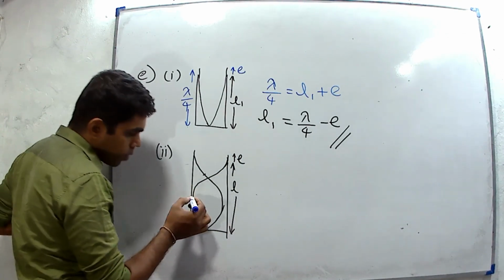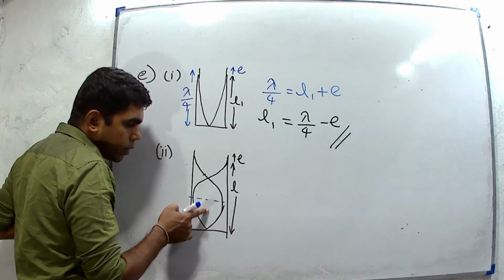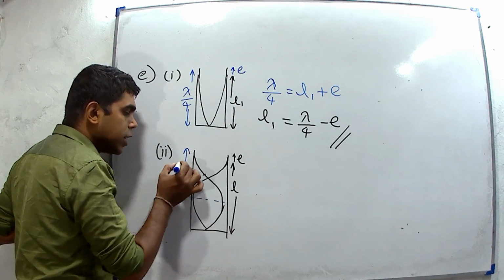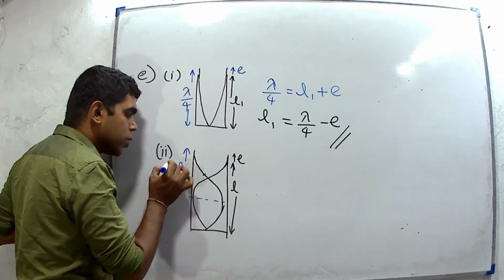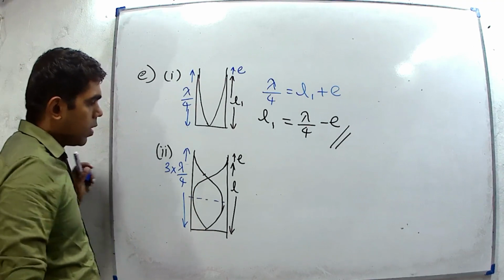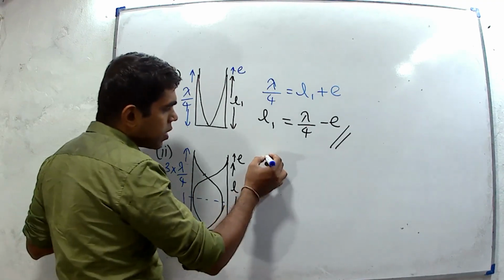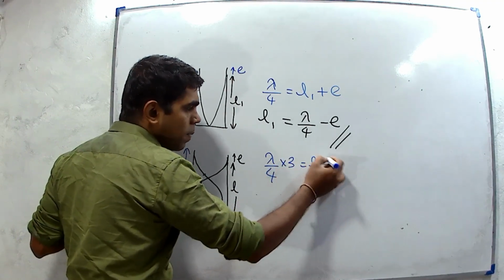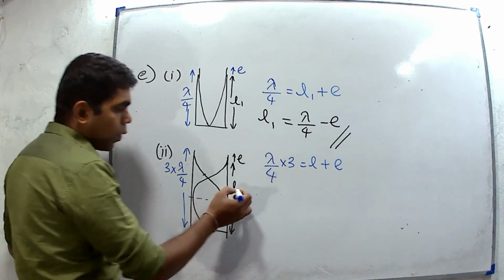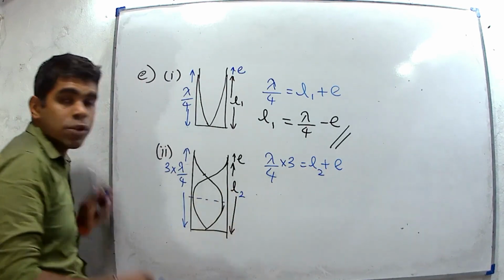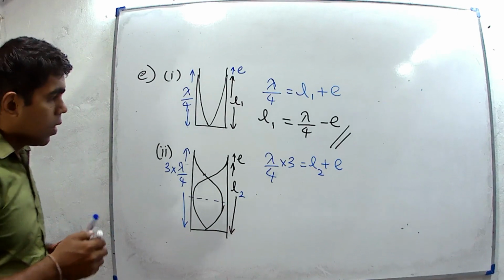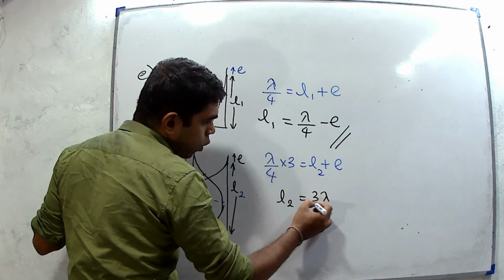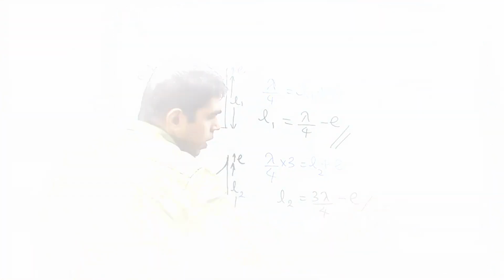Now there are 3 half loops. Therefore we can consider lambda divided by 4 times 3. Now we can construct the relationship. Lambda over 4 times 3 should be equal to L plus C. Again, now the resonance length is L2. We have to make L2 the subject. Then L2 is 3 lambda over 4 minus C.